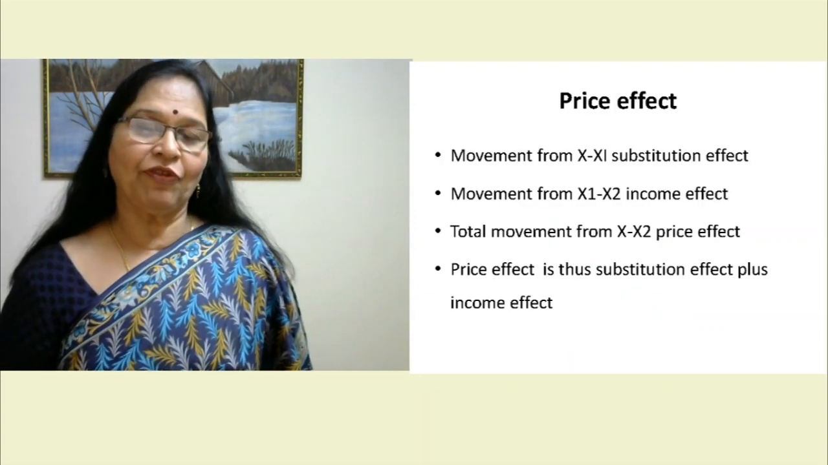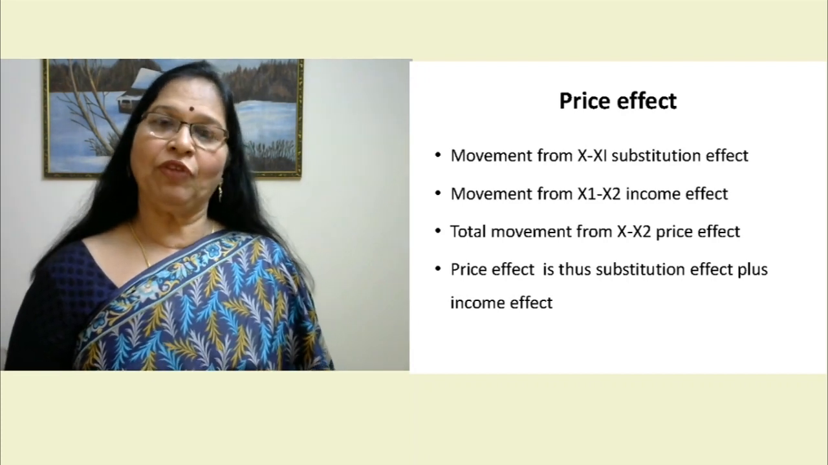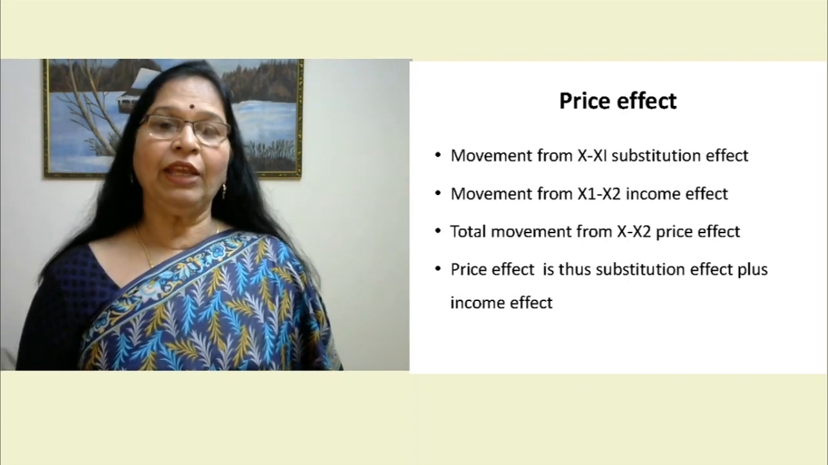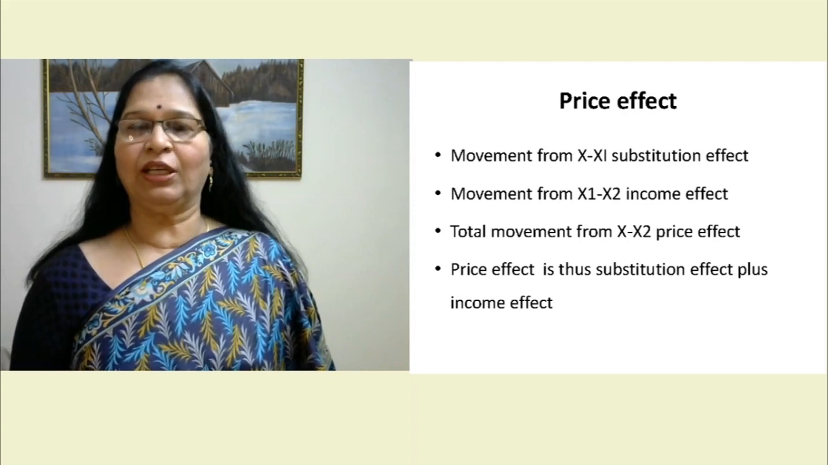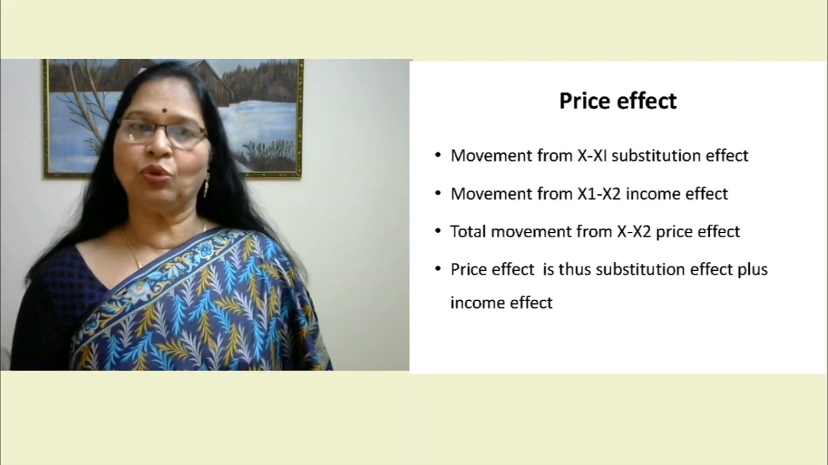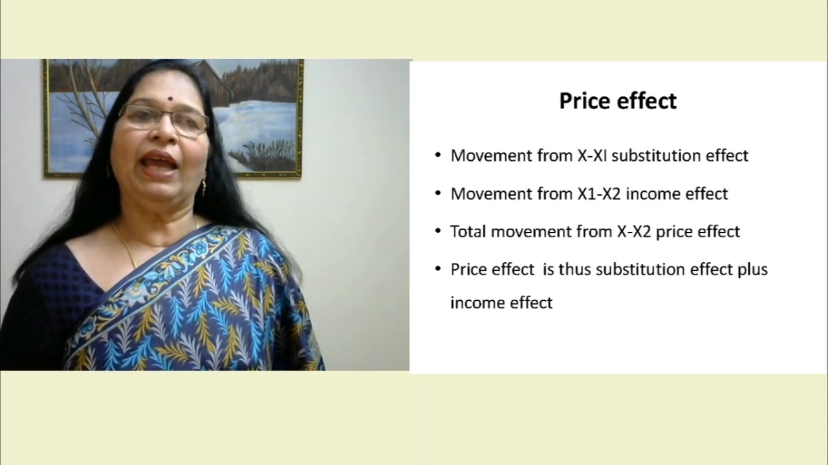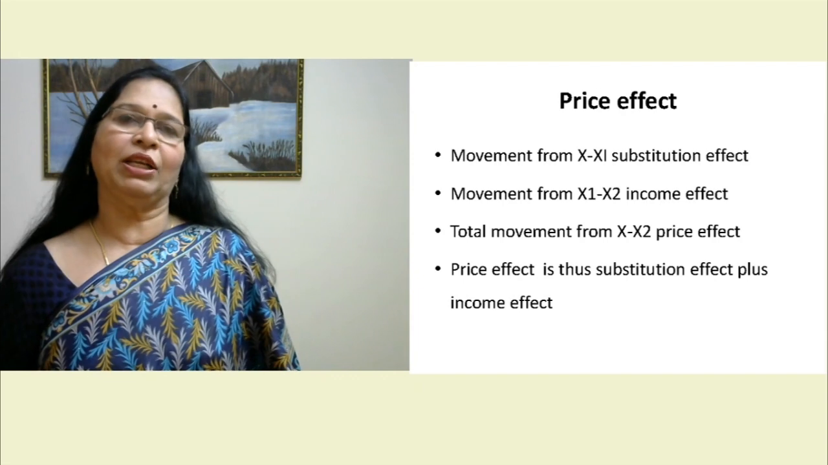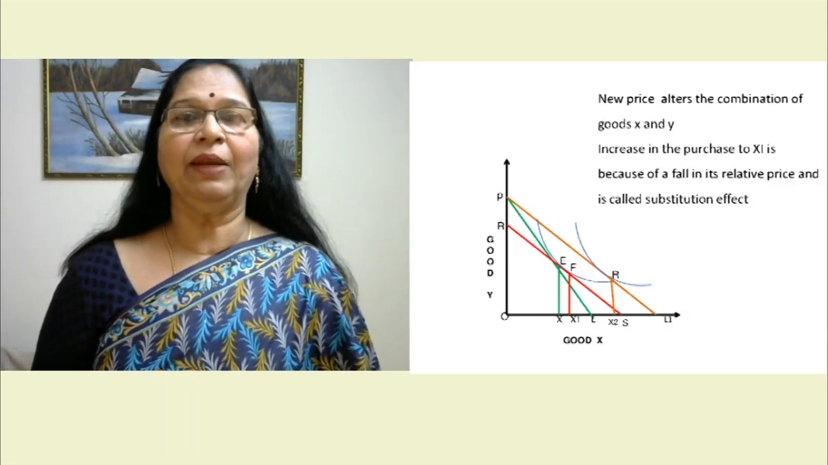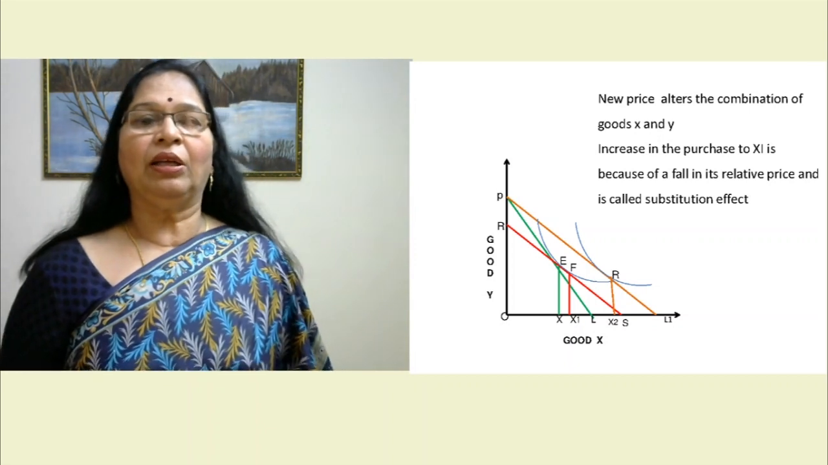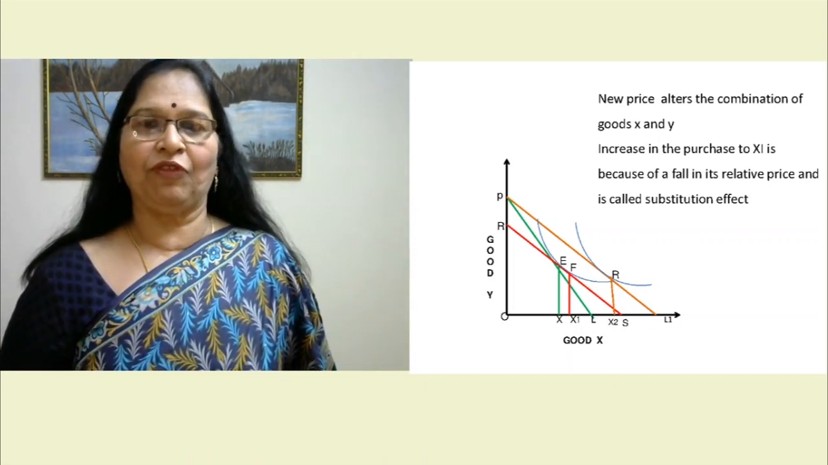Now this price effect is composed of two effects. What are the two effects here? The first effect is X to X1. When the consumer moved from X to X1, we call it the substitution effect. And X1 to X2 is called the income effect. So you can just see the diagram again. You see here, the movement from X to X1 is the substitution effect.